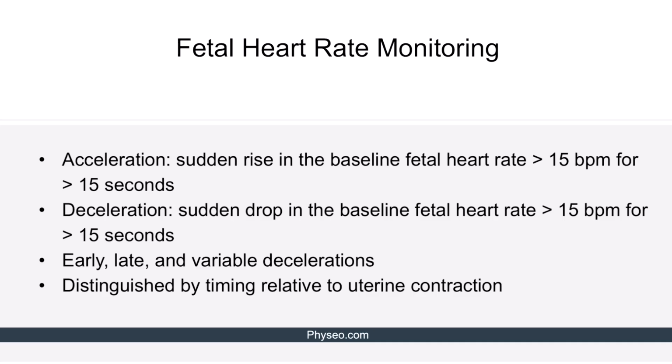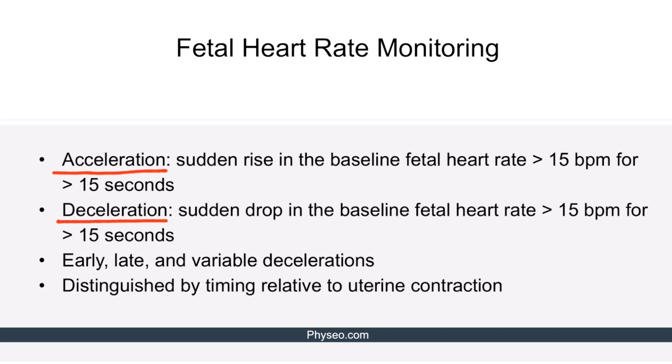Now that you have a basic understanding of CTG, let's dive into the clinical relevance of these in a bit more detail. An important concept to be familiar with is an acceleration and a deceleration. An acceleration is defined as a sudden rise in the baseline fetal heart rate of greater than 15 beats per minute for greater than 15 seconds.